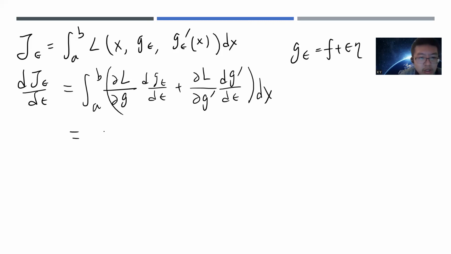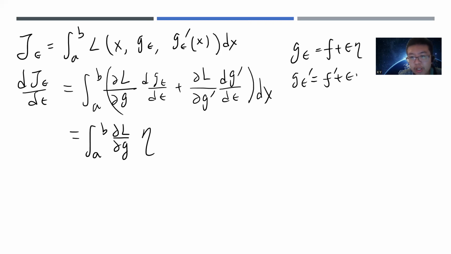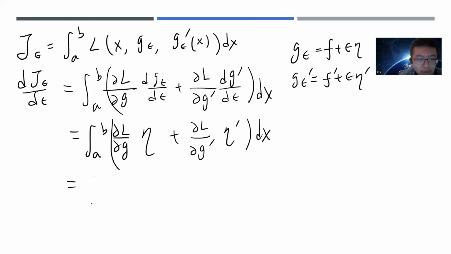Okay, so in this case, you should get the a and the b, and this. Partial L partial g is fixed, and then this guy you get eta, and then this guy you get what? You can do a differential with respect to x. Remember it's x. So you get eta prime, and then do a dx. Now you can use the partial integration or integration by parts.